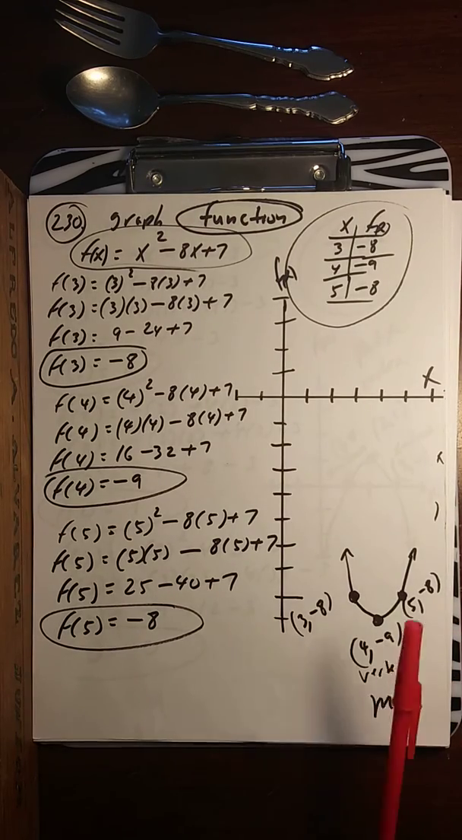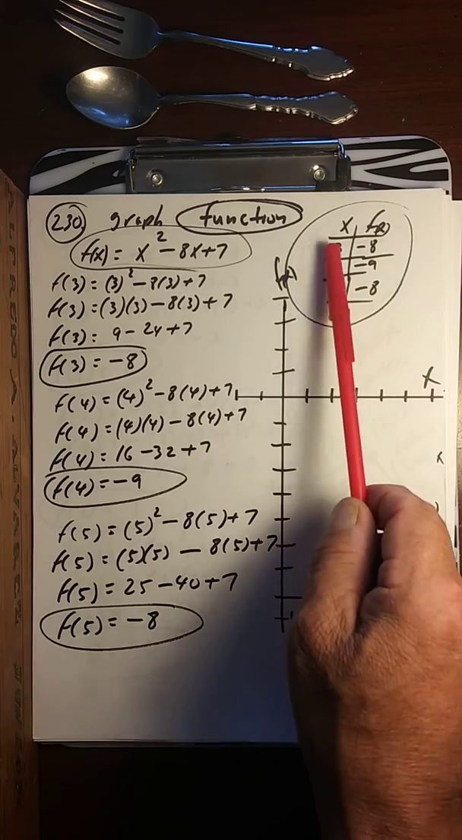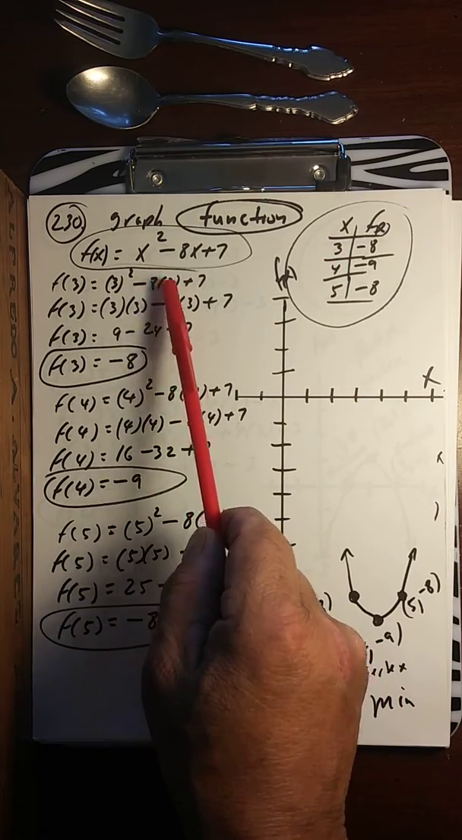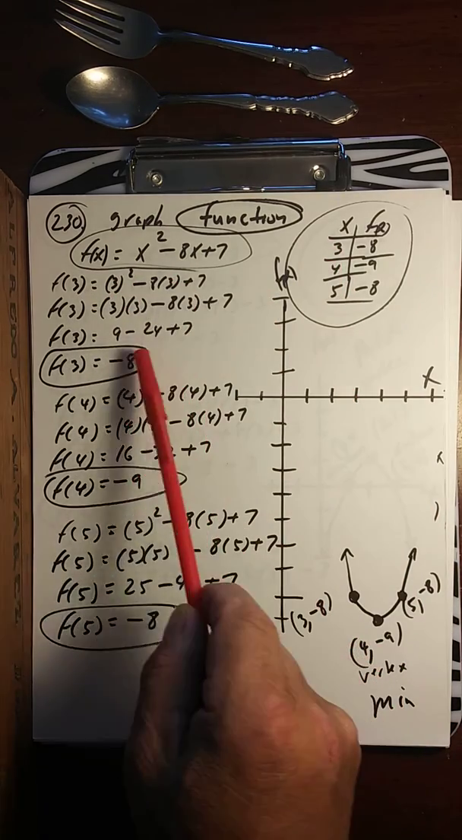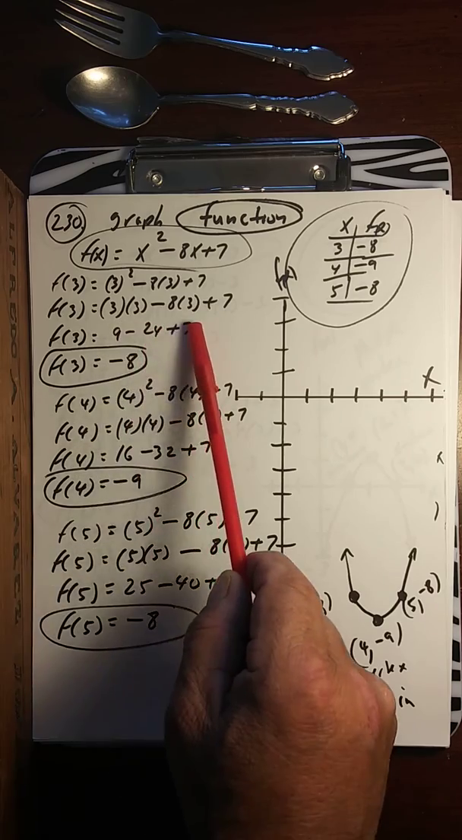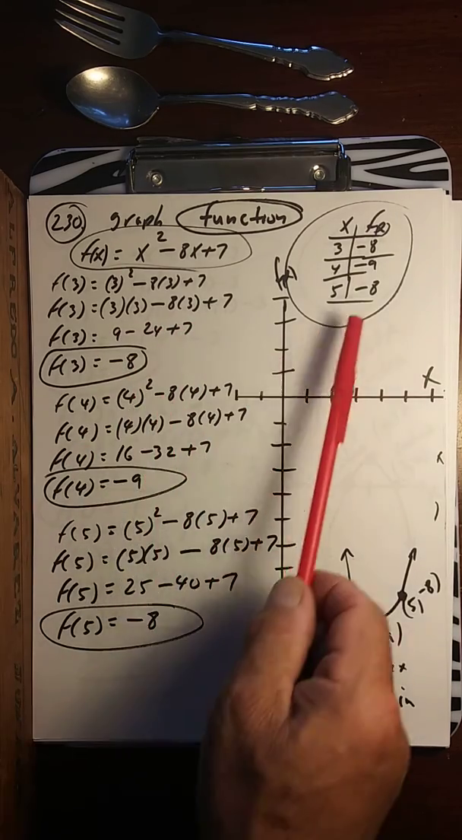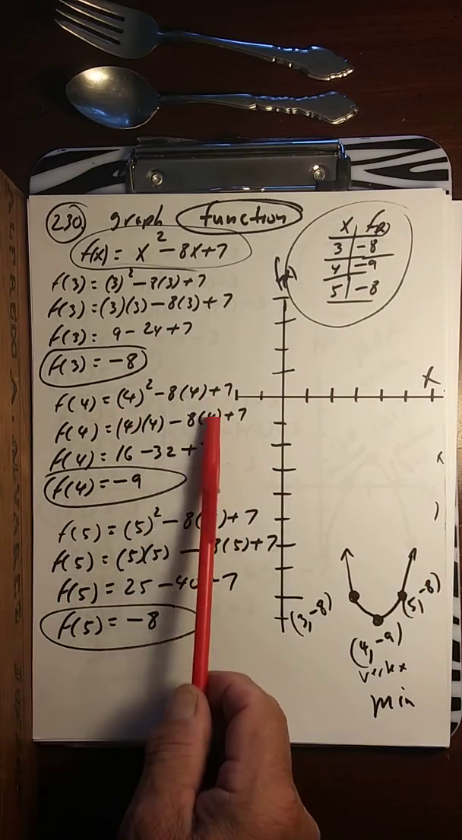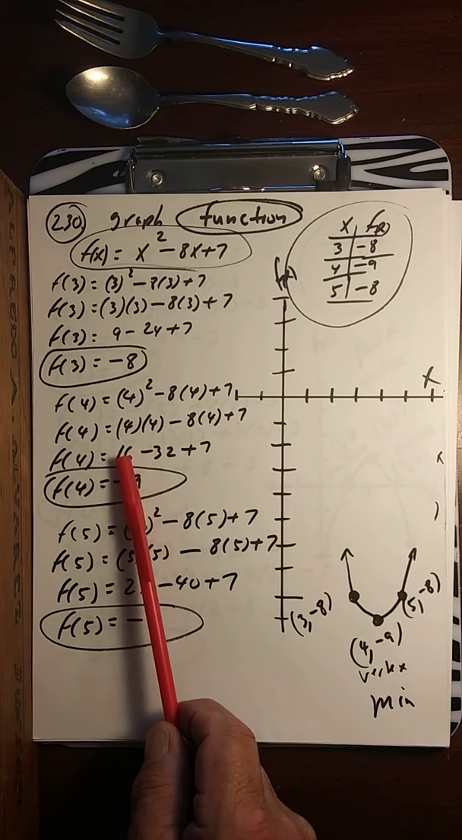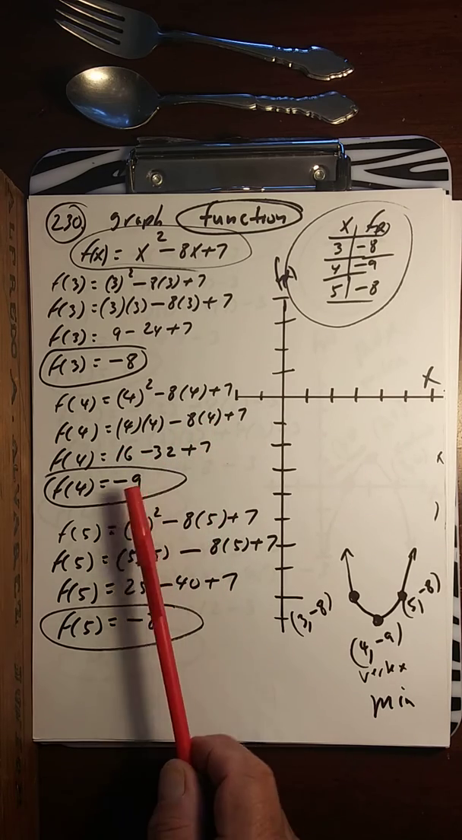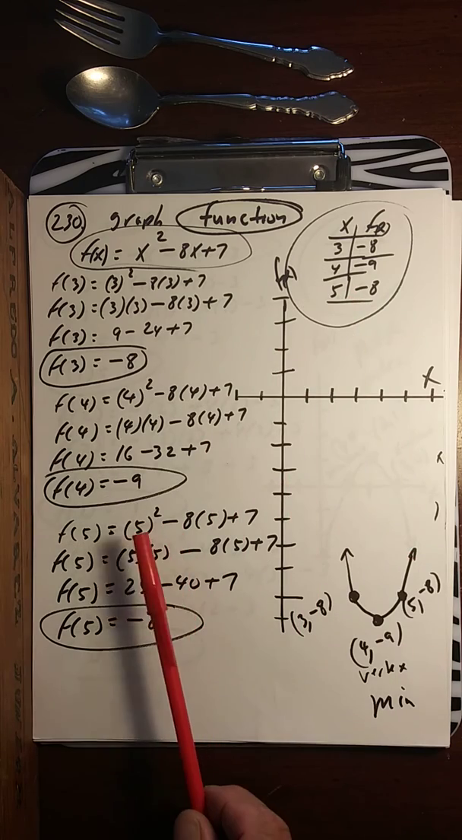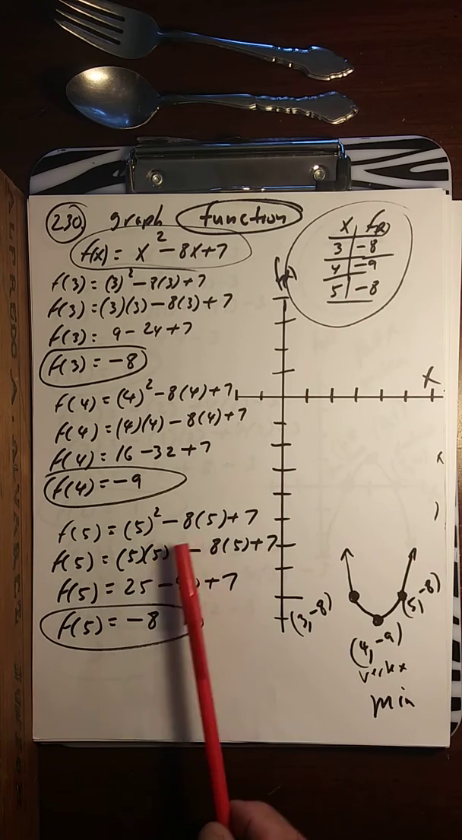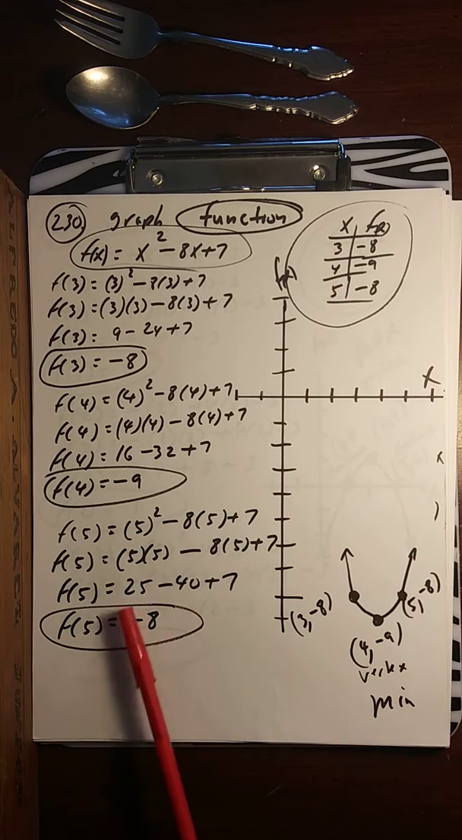Graph the function. I'm going to pick some numbers: 3, 4, 5. Put 3 in there. 3 squared: 3 times 3 is 9, minus 24, plus 7 is negative 8. Put a 4 in there. 4 times 4, negative 8 times 4: 16 minus 32 plus 7. That's going to give you negative 9. Put a 5 in there. 5 times 5 is 25, minus 40, plus 7. That's going to be negative 8.